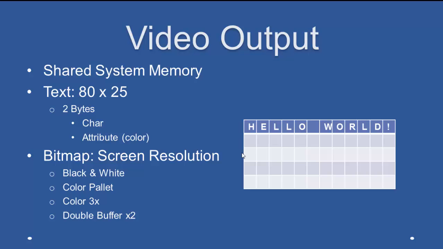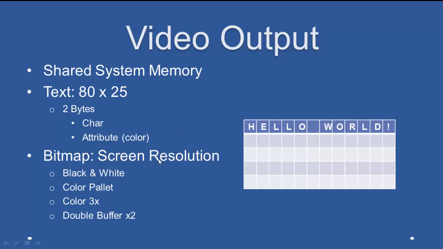You need 2 bytes. You need your character that you're going to output, and then you need the attribute, the color. And so you basically individually go through each byte at the start and go HELLO space world, and that's what you do. And you can define the text attribute that you want to.